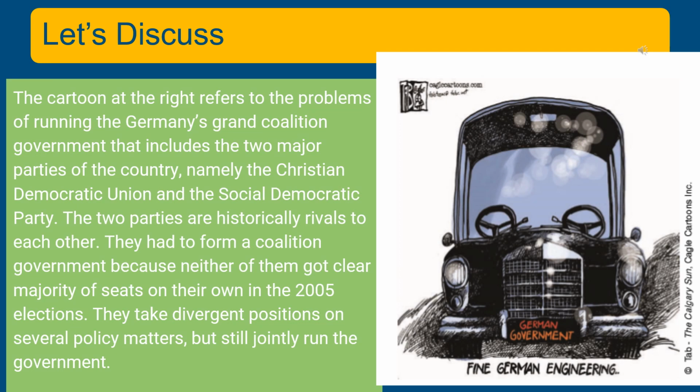Now we have something to discuss. Look at the picture. You can see the picture here, and it is showing the German government, fine German engineering. We all are already aware that German technology is considered one of the best in the world. So when you look at this cartoon at the right, it refers to the problems of running Germany's grand coalition government. That includes the two major parties of the country, namely the Christian Democratic Union and the Social Democratic Party. The two parties are historically rivals to each other. They had to form a coalition government because neither of them got a clear majority of seats on their own in the 2005 elections.